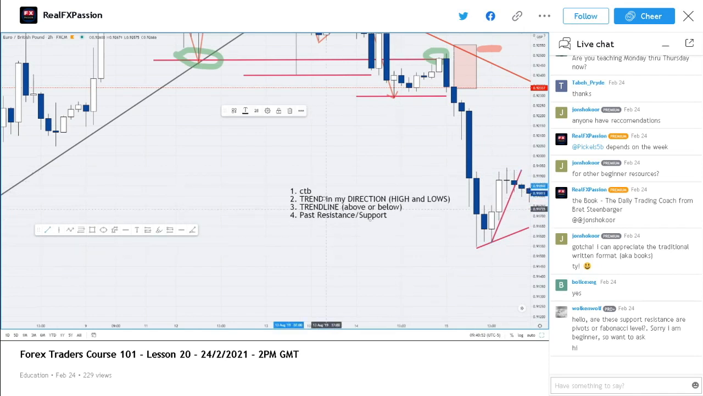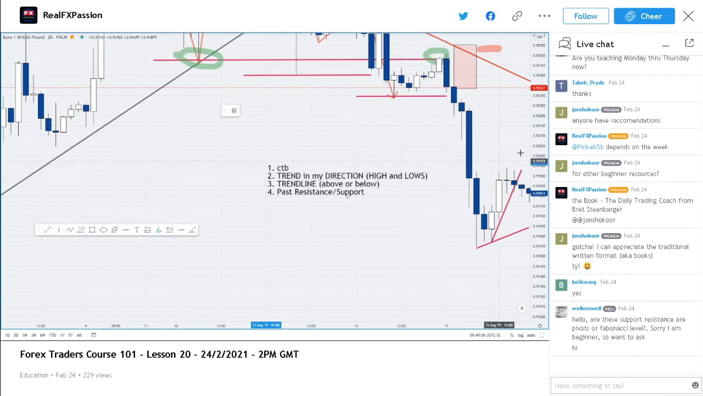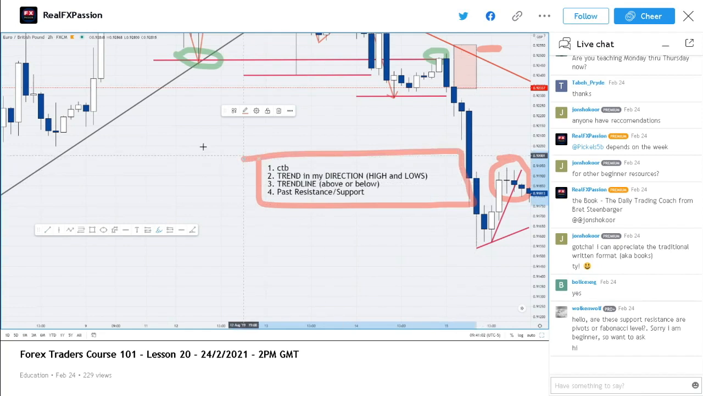Okay, let's make a poll, everybody. Can I enter this trade, yes or no, based on my strategy? If I'm going to follow the rules, everybody, can I enter right now? It's a yes or no question. Look at the market, look at the rules, and answer the question: can I enter if I'm following the rules?